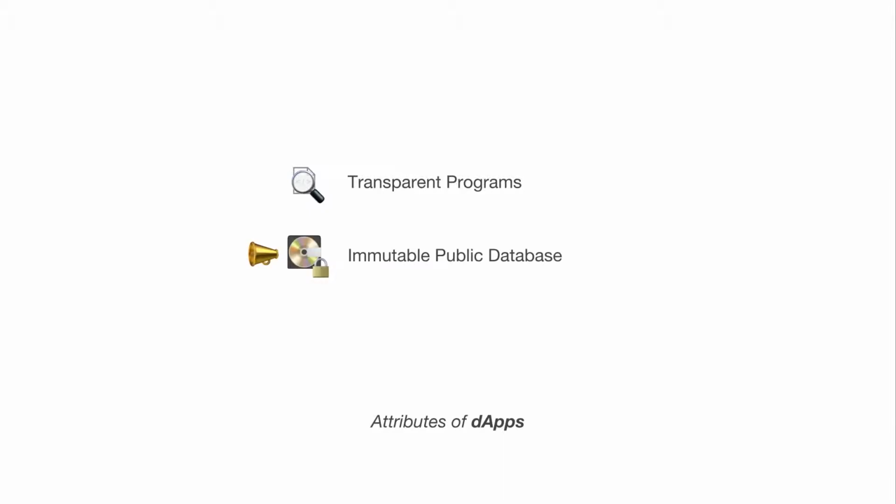Let's have a look at some attributes of dApps. dApps are transparent because the backend code of dApps, smart contracts, are executed on a public blockchain that everyone can see. The data of dApps is immutable, meaning the data or hashes of the data are saved on the blockchain so no one can change it. But dApps are also slow and expensive, because the code is executed on all the nodes in the network and you have to pay for this decentralized execution.